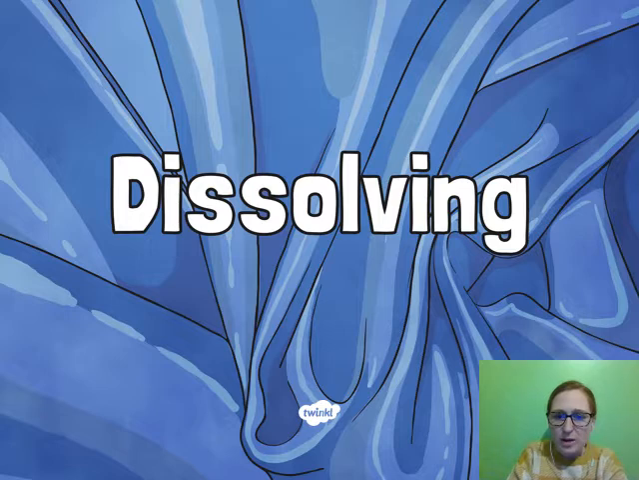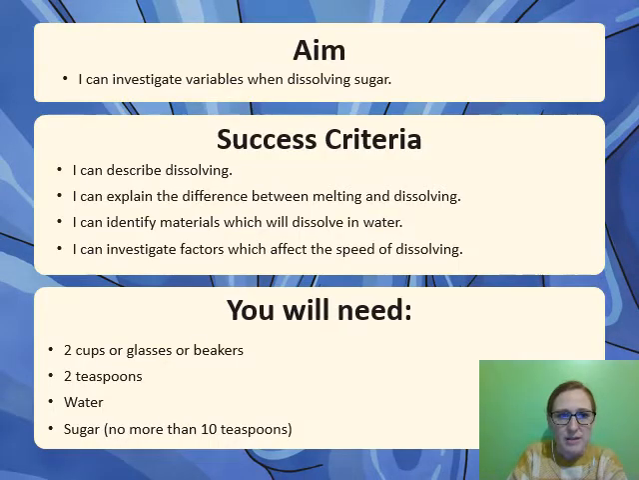I know we've done a bit of work on dissolving and melting and freezing, so this is just to clarify some of those things for you. Our aim is to investigate variables when dissolving some sugar. By the end of this session you're going to describe dissolving, explain the difference between melting and dissolving because they are different things, identify materials that will dissolve in water, and investigate factors which affect the speed of dissolving.